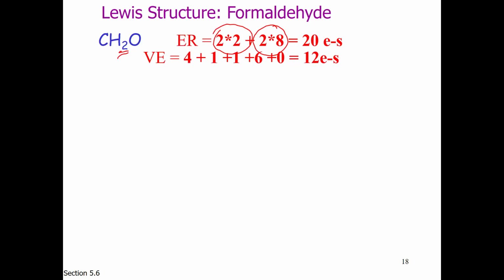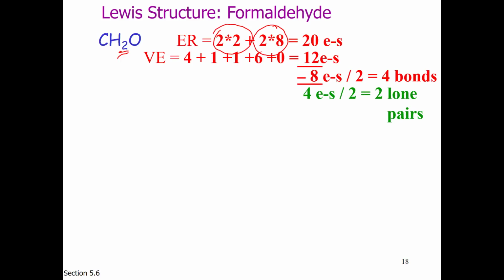How many electrons do we really have to play with though? 4, that's for carbon. 1 for each hydrogen, 6 for the oxygen, 0 because it has no charge. So we have 12 electrons to play with. 20 minus 12 gives us 8, divided by 2 gives us 4 bonds. As far as non-bonding electrons, 12 minus 8 is going to give us 4, so we'll need 2 lone pairs.